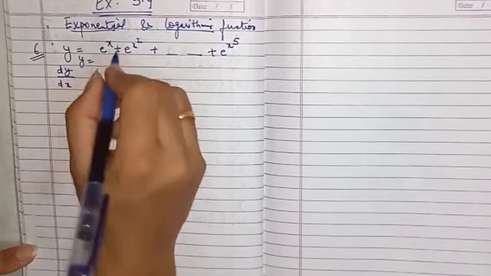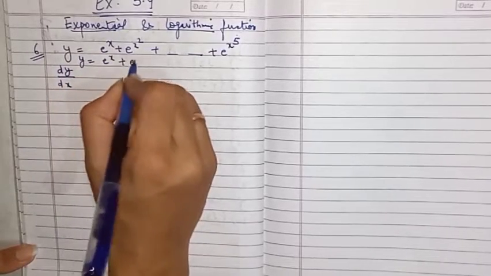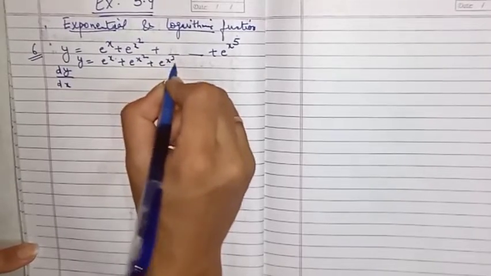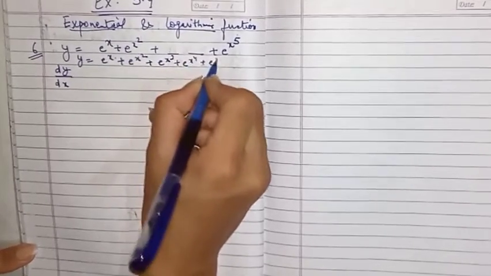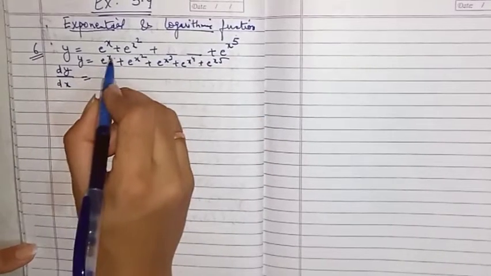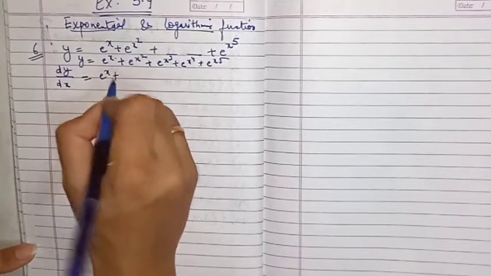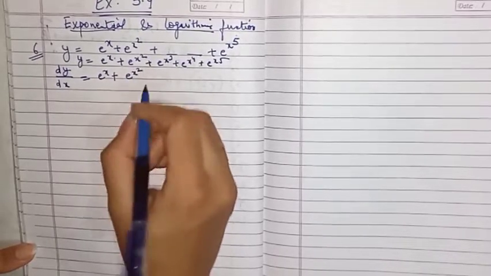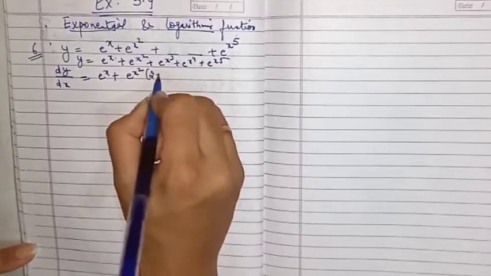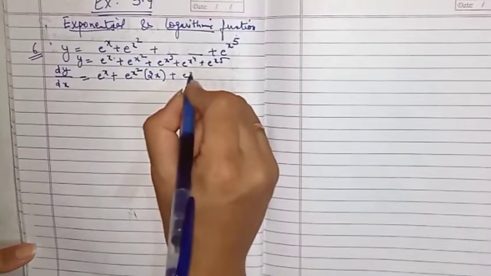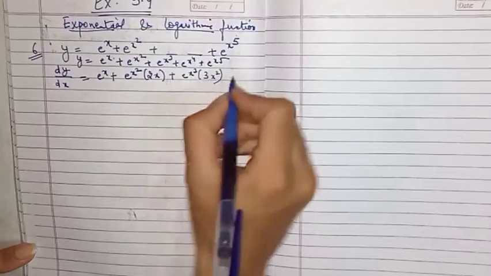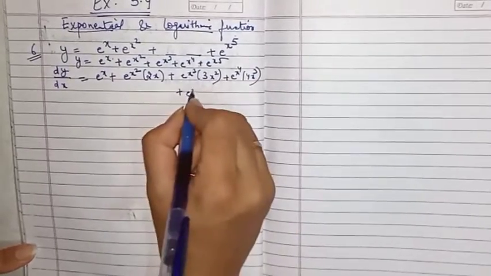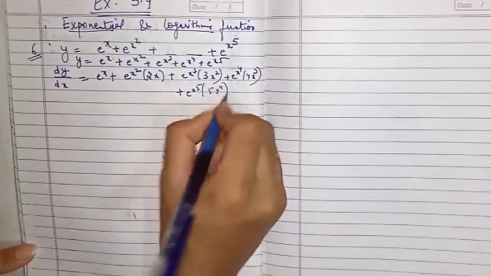Now I am going to write my y elaborately, that is e power x plus e power x square, e power x cube, e power x 4, e power x 5. What is the derivative of e power x? It is e power x. Derivative of e power x square is e power x square as it is, and derivative of x square is 2x. E power x cube is e power x cube as it is into 3x square. E power x power 4 into 4x cube plus e power x power 5 as it is into 5x power 4. This is my answer.